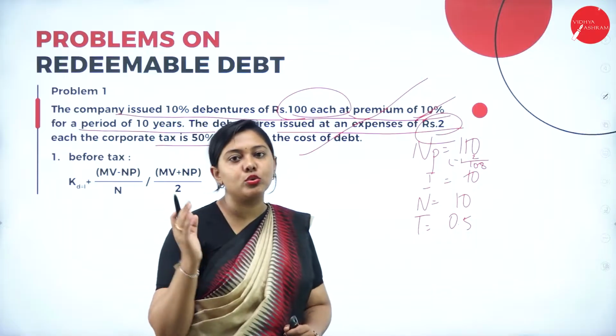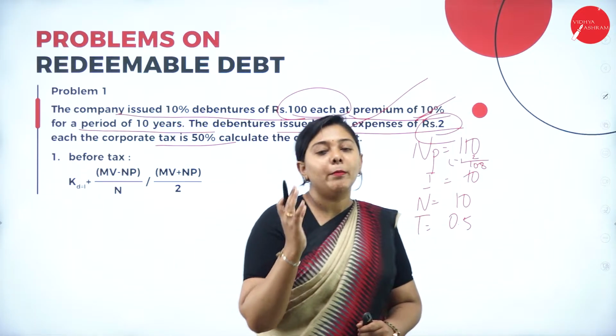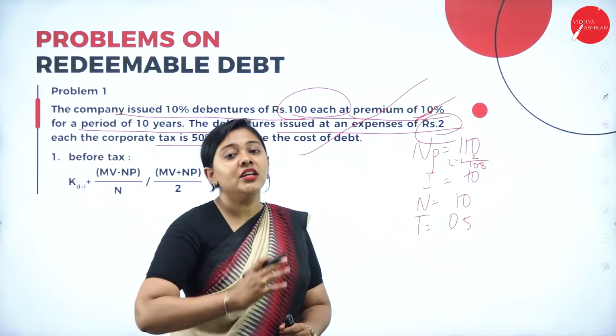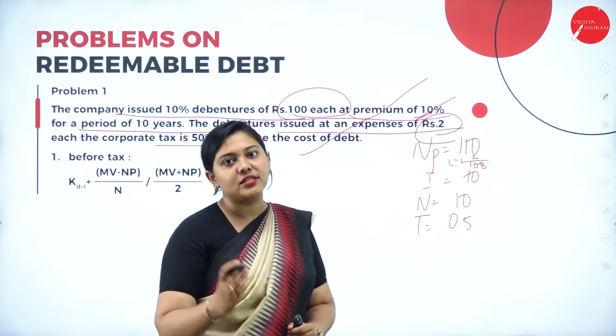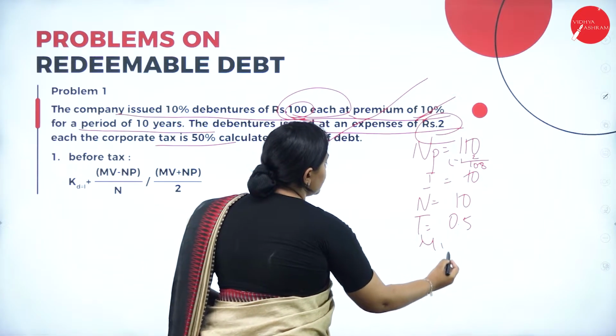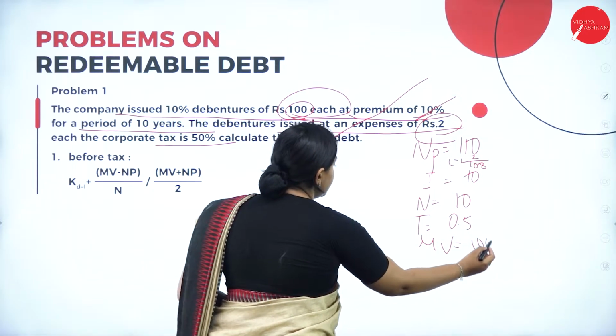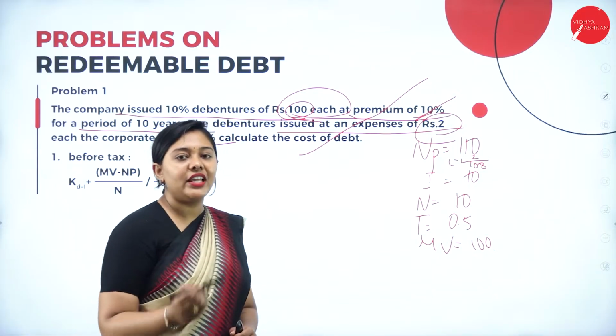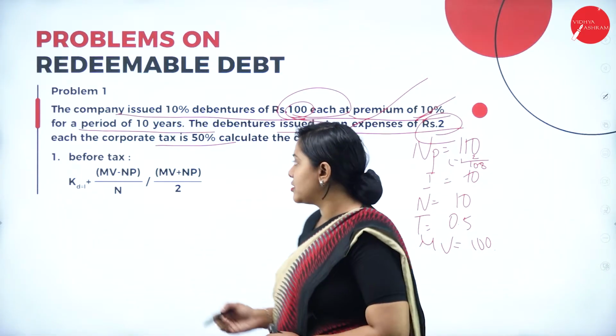While issuing, they are issued at a premium, but while maturing, they are redeemed at par itself. So what will be the maturity value? 100 rupees will be the maturity value. So let's substitute all the values into the formula and check out the answer.